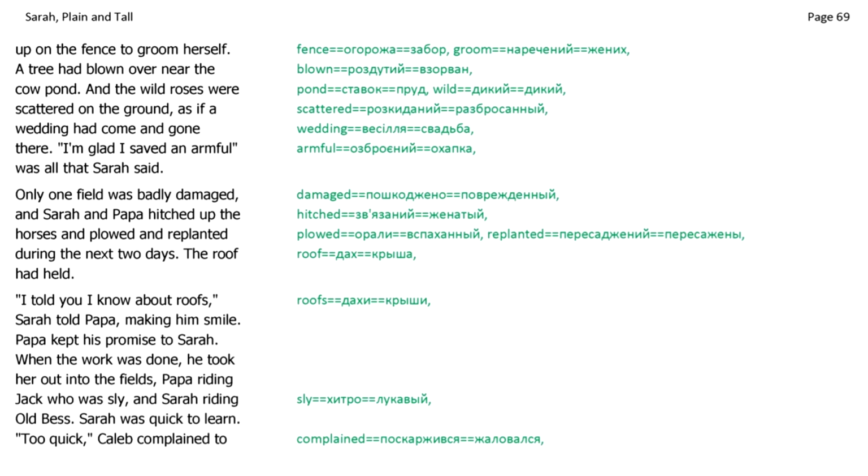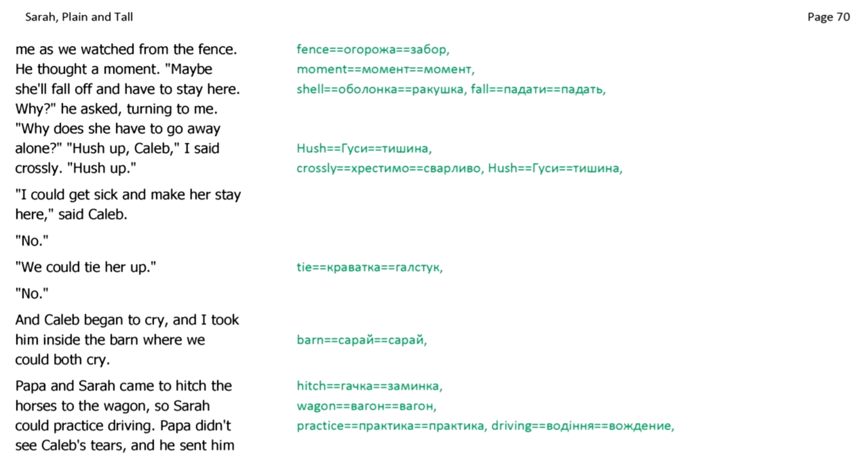"Too quick," Caleb complained to me as we watched from the fence. He thought for a moment. "Maybe she'll fall off and have to stay here." "Why?" he asked, turning to me. "Why does she have to go away alone?" "Hush up, Caleb," I said crossly. "Hush up."